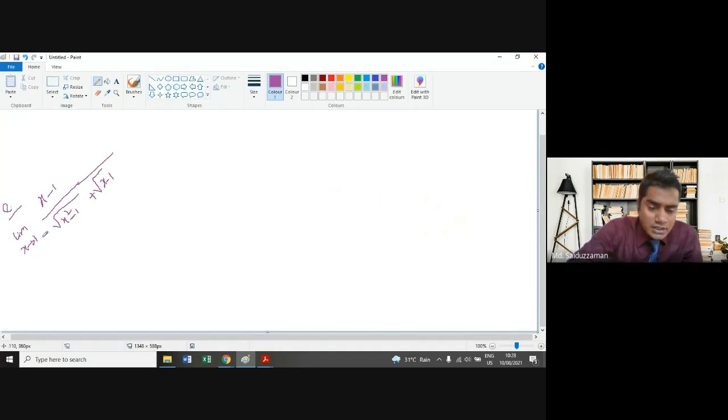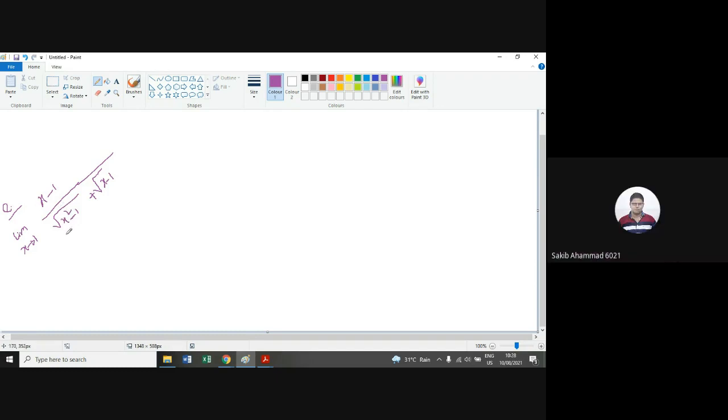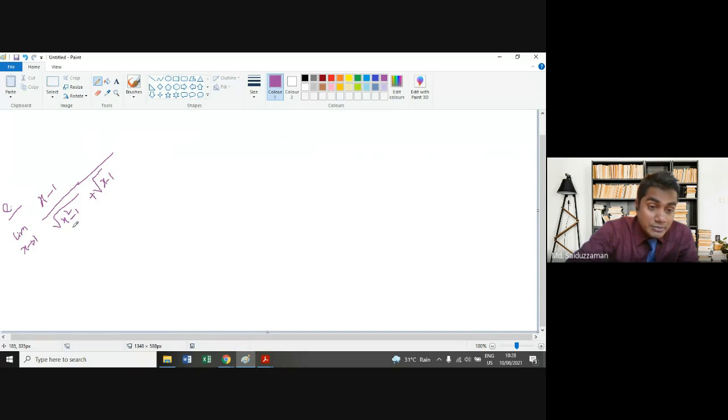So at first you will look into the expression: can I put the value in directly? At first this is your intention. So check it. Is it possible to apply the value directly? No, sir. Why no? Just tell me. It is 1 minus 1, it will be 0. So 0 by 0 format, right? If I directly put the value, I have to avoid this. I cannot apply this. So what is the way?